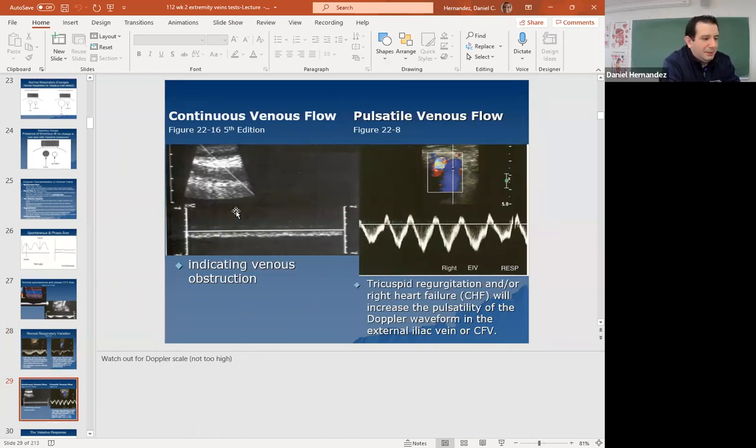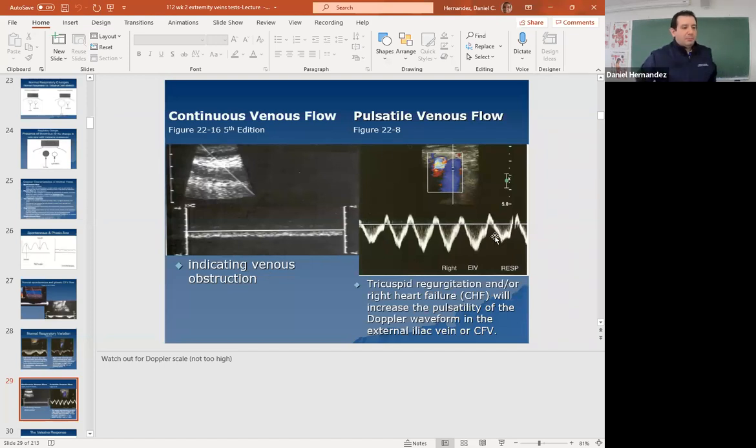So this is an example here of what continuous flow would look like. So we see typically decreased velocities and just a real loss of that phasicity, that respiratory variation. So this indicates a proximal venous obstruction. So again, that obstruction could be within the vessel itself, so a thrombus within that vessel itself, or it could be a result of extrinsic compression on that vessel seen proximally.